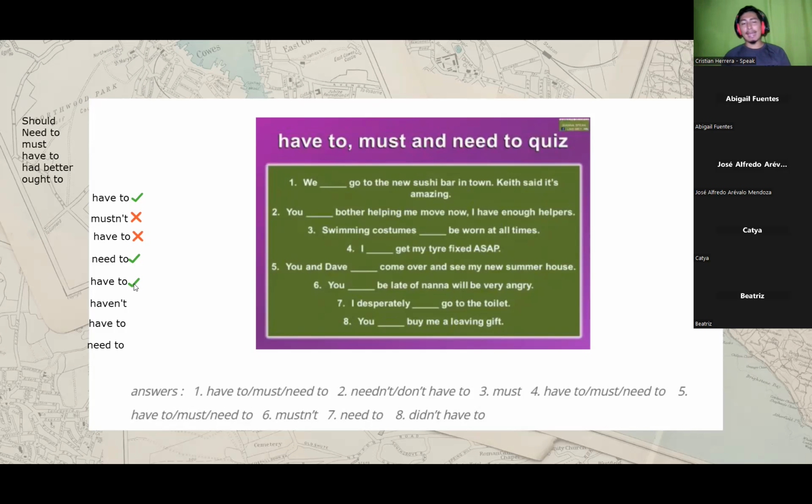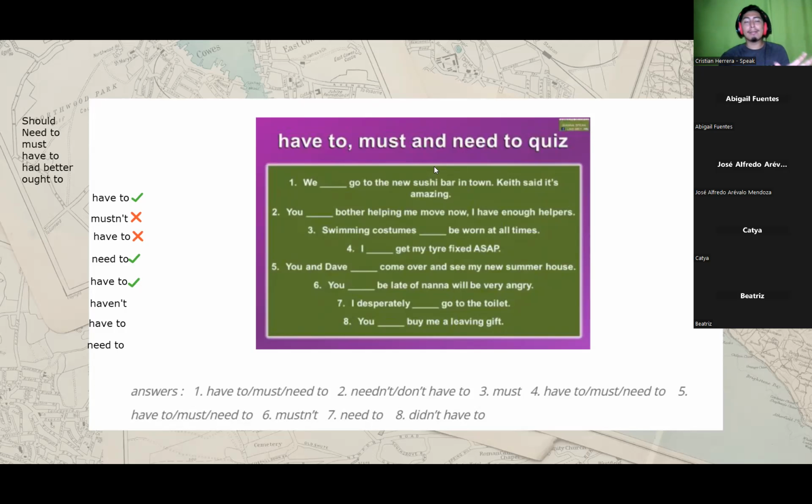In example number 6, as you see, we have to use mustn't. You mustn't be late. Okay, remember that haven't is not an option, guys. Why not? Because the complete form is haven't got. Haven't got to. Okay, if we don't use got, haven't is not possible. Okay, recuerden eso. Si estamos usando el have to, tendría la estructura completa tendría que ser haven't got to.